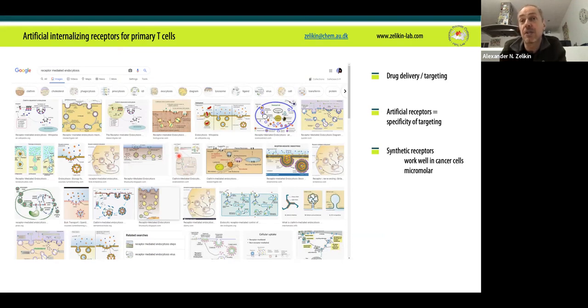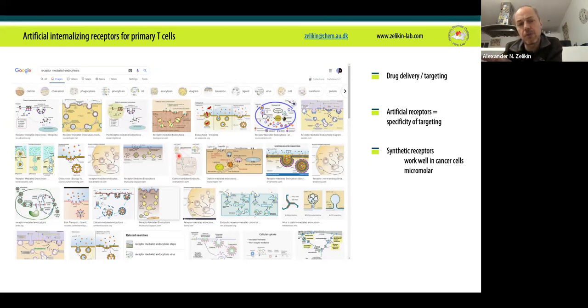drug targeting is the new norm of medicine, right? Think about antibody-drug conjugates, think about all the antibody recognition events, cytokine recognition events. We need to talk to cells, we need to deliver drugs in a very specific manner. So if I were to make engineered cells with artificial receptors, this would be ultimate specificity of targeting. Because if I make an artificial chemical receptor using a ligand that is not found anywhere else in the body, I can make absolutely wonderful bioorthogonal receptors.